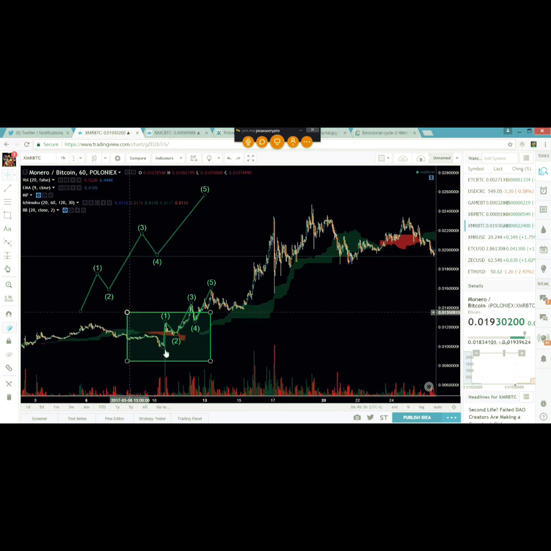Just because the price broke out here for Monero, yes, it initiated a new market cycle, and Monero is most likely going to make a new all-time high. But is it going to happen off of this move? No, it's not going to happen off of this move. Is it going to happen off of this move right here? No, it's not going to happen off of that move either.